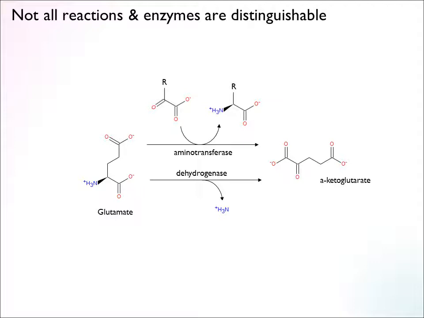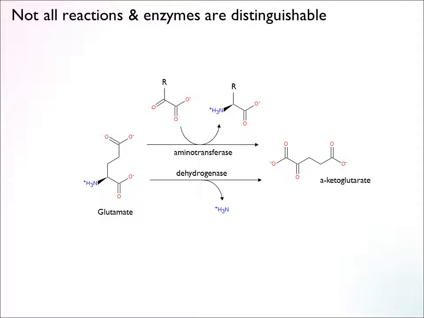There's a dehydrogenase, glutamate dehydrogenase, that simply removes the ammonia. And then there's a whole bunch of aminotransferases that take this group and transfer it to another amino acid, to synthesize amino acids. Both of them could yield alpha-ketoglutarate. So how can you tell what is what?